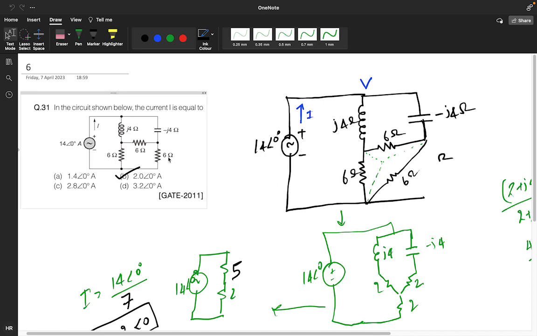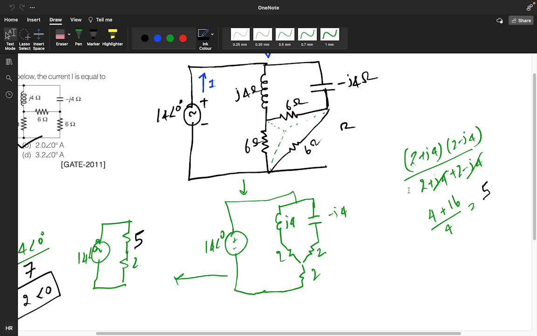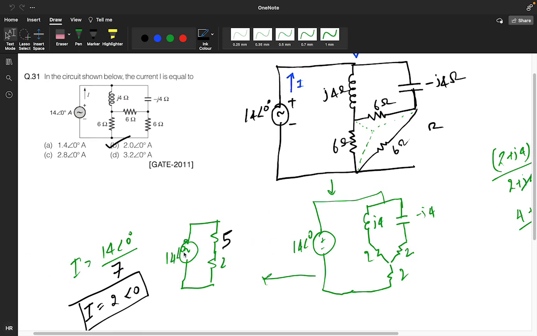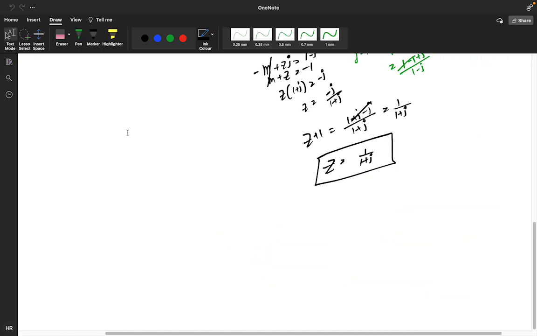In this question, you need to find the value of I. The circuit is like this, 6, 6, 6, so it's a delta connection. First convert it into star. All the values are the same, so it gets divided by 3, giving 2, 2, 2. So 2 plus j4, 2 minus j4. Solve this, you will get 5 as the overall impedance. 5 plus 2, the overall resistance is 7. 14 divided by 7, you will get 2 at an angle 0. Question 31 done.